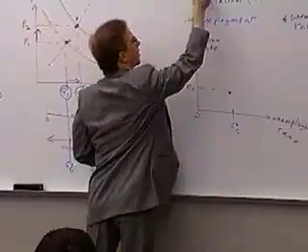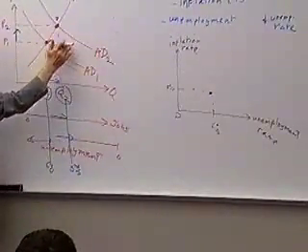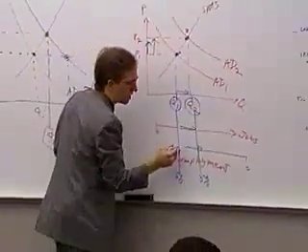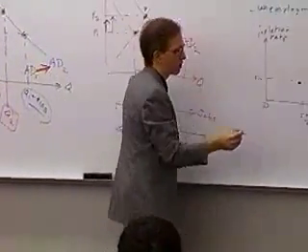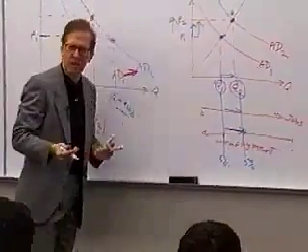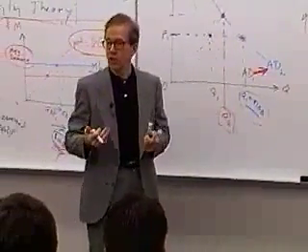and now there's an increase in aggregate demand, and so what we see is more inflation, and we see less unemployment. So here's the less unemployment and more inflation. Maybe the unemployment rate's down to 5%, and maybe the inflation rate's up to 5%. More inflation, less unemployment. What caused that? And the answer is an increase in aggregate demand.